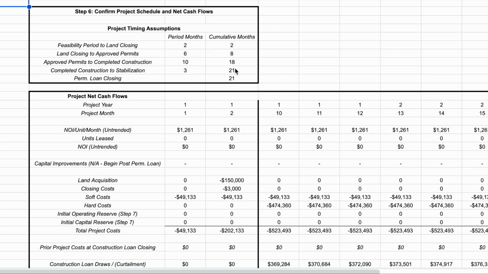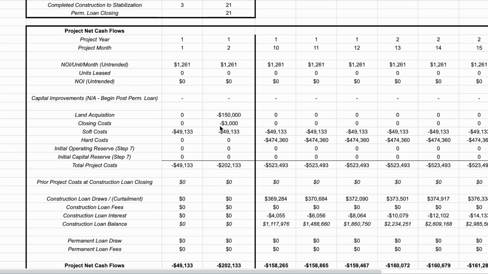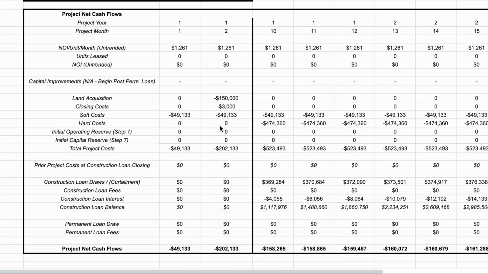So in this example, I assume a 21-month total development period or project period. So that's from going under contract all the way to stabilizing or leasing out your property. These are just example numbers, but the point being, with a ground up deal, you can't assume it happens instantaneously. You have to account for the time value of money and the fact that it will take you some time to actually acquire, permit, and build a multifamily property.